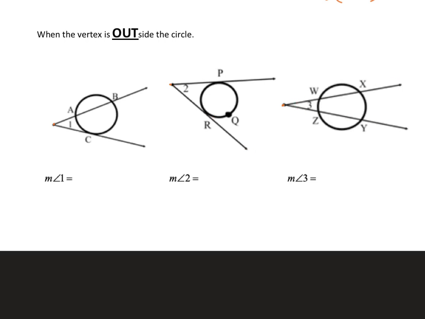But they actually all require the same formula, and I'm going to give you an unofficial formula first just to help you remember it, and then we'll show you how it applies to each of these situations. So our general formula is that the angle measure equals the big arc minus the small arc.